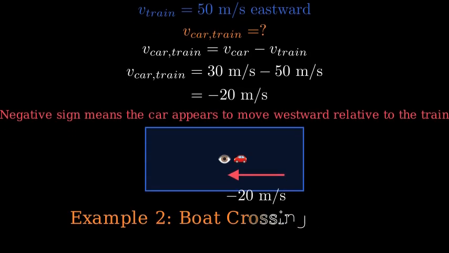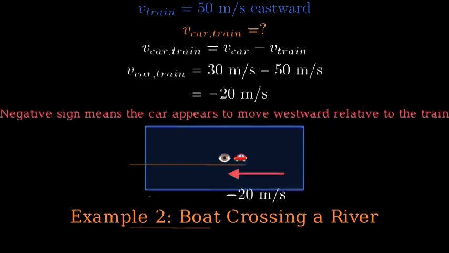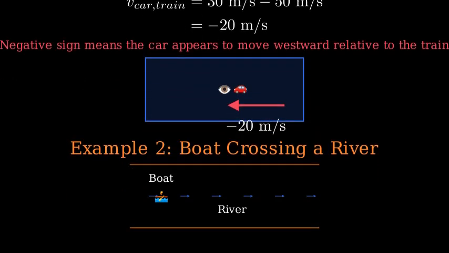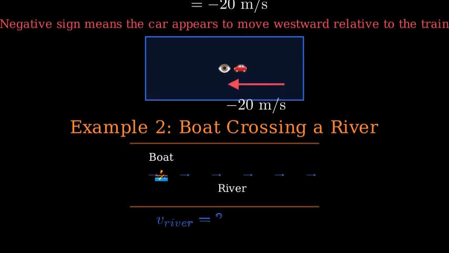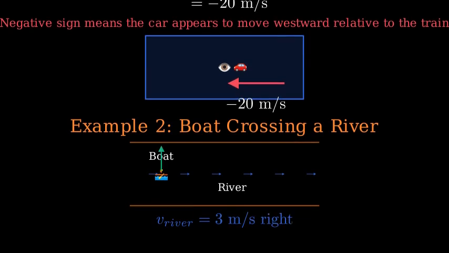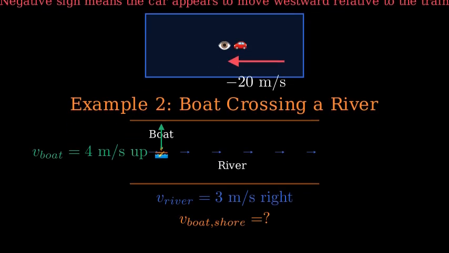Let's look at another example, this time in 2 dimensions. A boat is crossing a river. The boat can move at 4 meters per second in still water, and it's pointed directly across the river. The river is flowing at 3 meters per second downstream. What is the actual velocity of the boat relative to the shore?